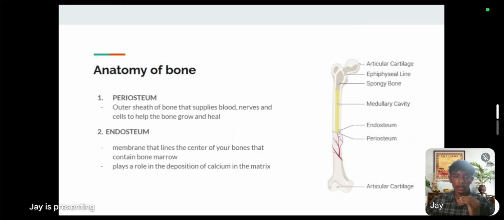The endosteum is the spongy layer inside of the bone. As you can see in this picture, it's the yellow thing in the middle. That's the medullary cavity. And then right over there is the endosteum. The endosteum is a membrane that lines the center of your bones that contain bone marrow. It plays a role in the deposition of calcium in the matrix and also blood cell production.